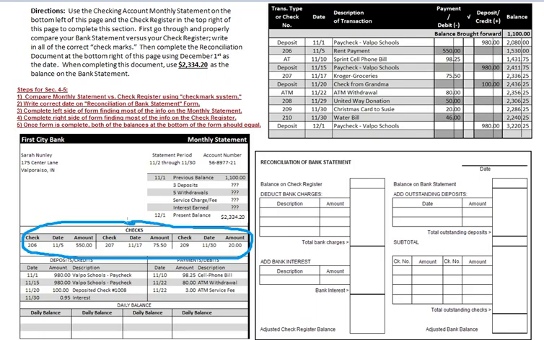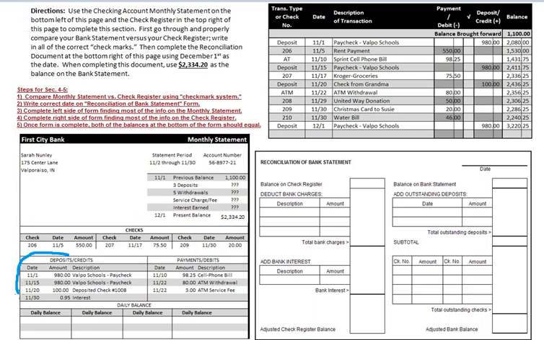So, what does that have to do with our monthly bank statement today? Well, these are the checks right here, check 206, check 207, check 209, that have cleared. These are the checks that have been processed by the bank. Your cousin's check might not be processed because he hasn't cashed it yet.